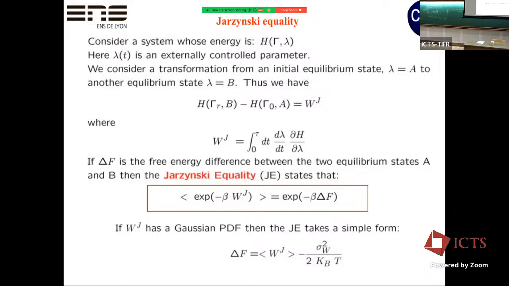And now you see that, using the same trick, suppose that now the fluctuations of the work are Gaussian. Okay, you see I can do the same game that I did before. And now you see that there is only delta F that appears over there, and delta F is just the difference between the mean value of the work minus the variance of the work. Okay, so this is a very important statement that has many, many applications.